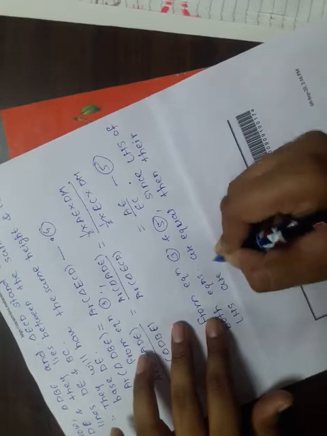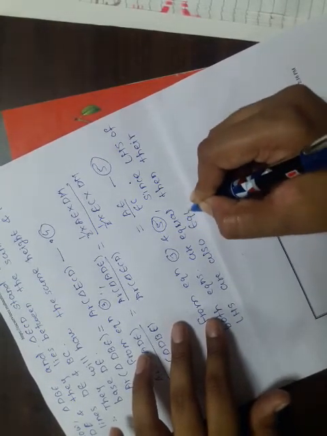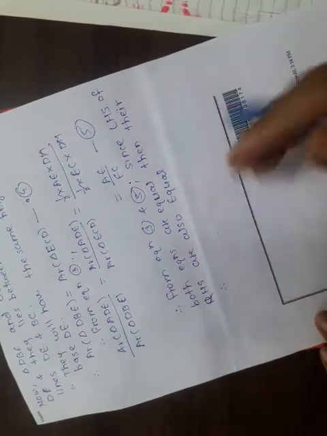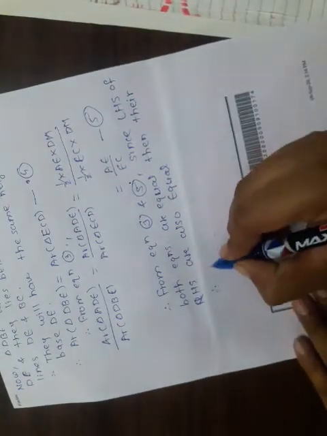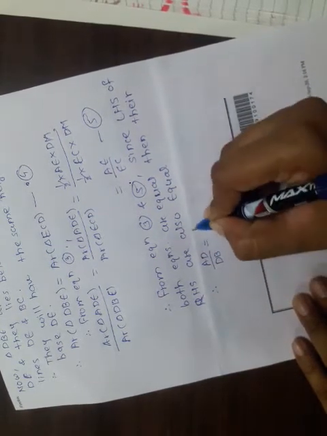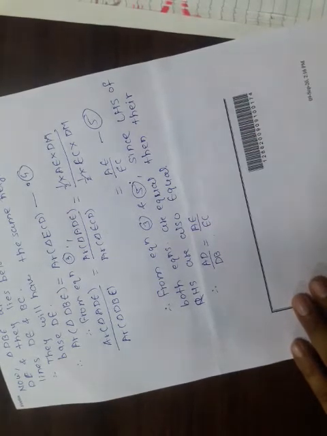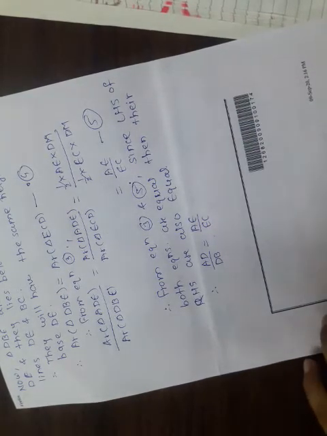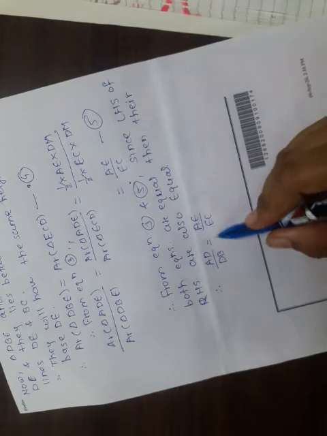their RHS are also equal, and therefore we can say that AD upon DB is equal to what then? This AE upon AC. Therefore from equation 3 and 5 we can say that AD upon DB is equal to AE upon AC. Here AD and DB are parts of AB, whereas AE and AC are parts of AC, and therefore we get the ratio AD upon DB is equal to AE upon AC.